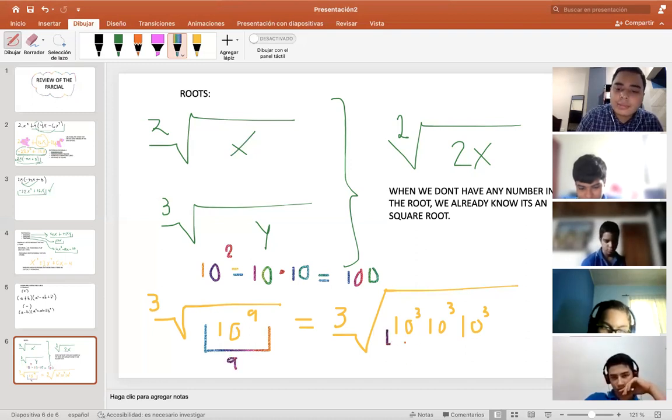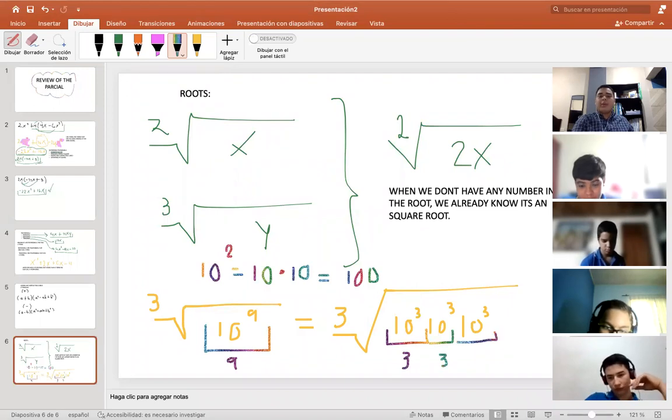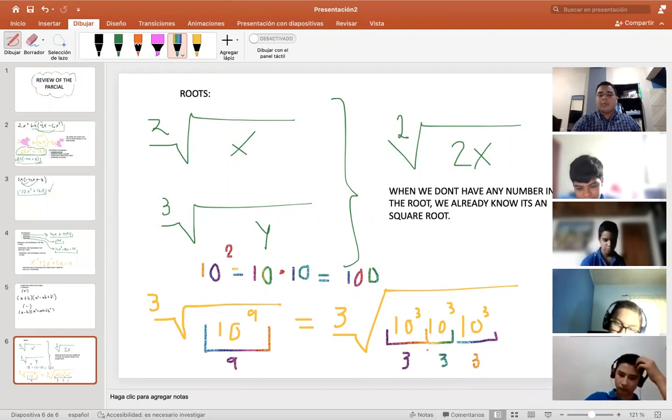In here, in this first one, how many terms do we have? 3. And in here, how many terms? 3. And in here? 3. And if we are multiplying, what happened with the exponents when we are multiplying, guys? We add them. And how much is 3 plus 3 plus 3? 9. Is 9. So yes, having this is the same as having this.